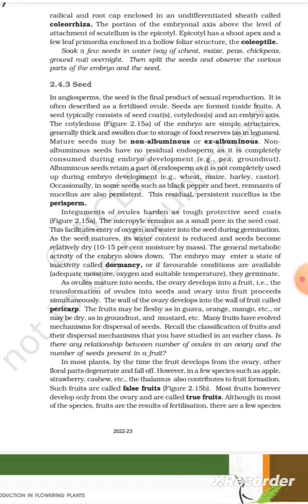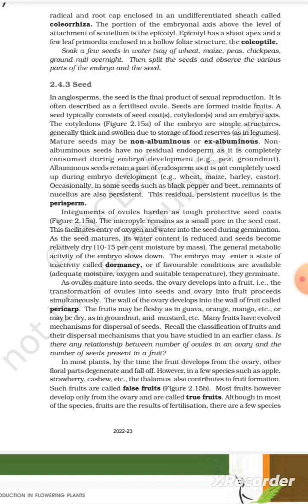The general metabolic activity of the embryo slows down. The embryo may enter a state of inactivity called dormancy, or if favorable conditions are available, adequate moisture, oxygen and suitable temperature, they germinate as ovules mature into seeds. The ovary develops into a fruit. The transformation of ovule into seed and ovary into fruit proceeds simultaneously.